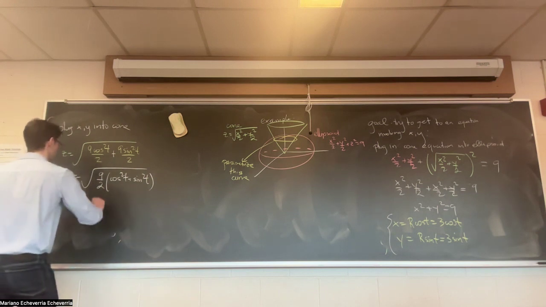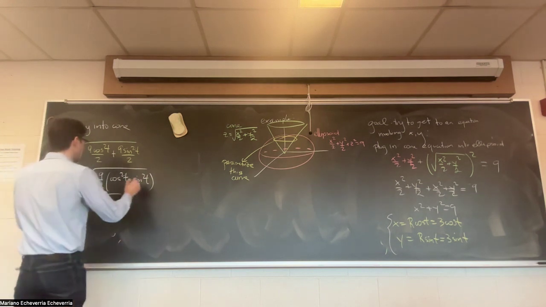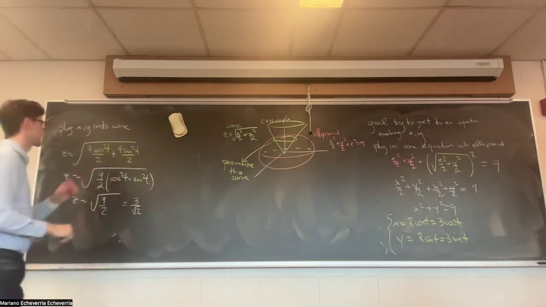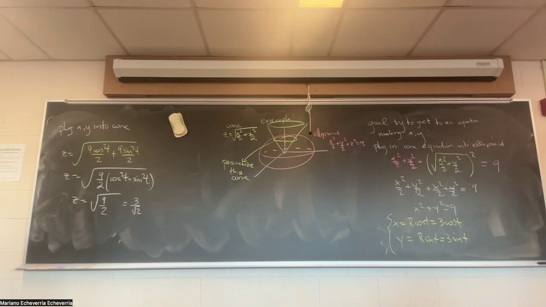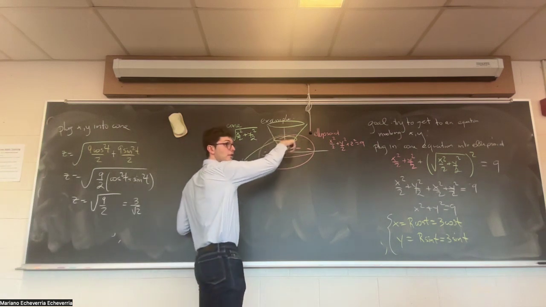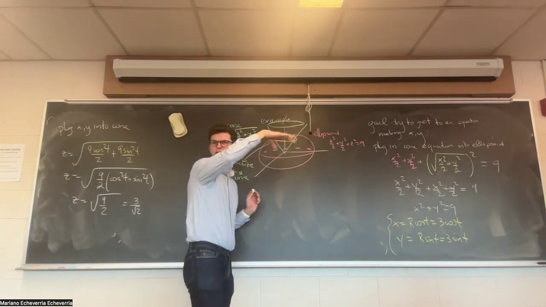So this is just root of 9 over 2. There are different ways to write this if you wanted, for some silly reason. You could write it as c equals root of 3 over root of 2, for example. That means the height is the same value throughout the entire curve, which is plausible from the picture, right?